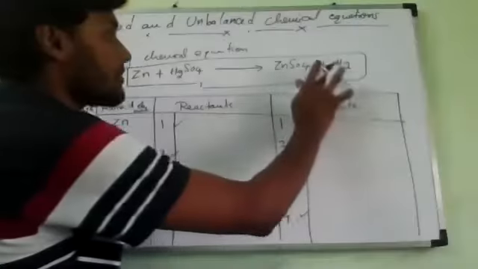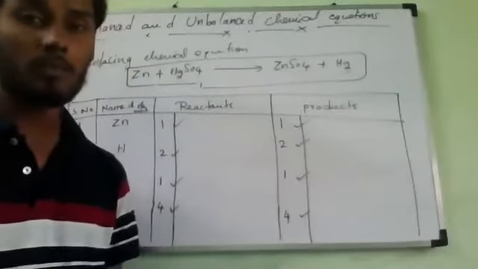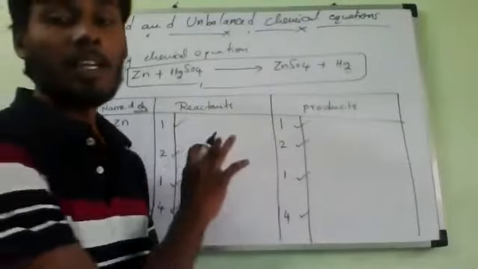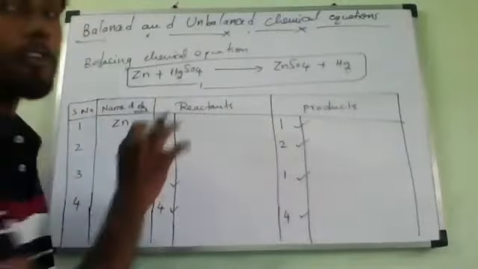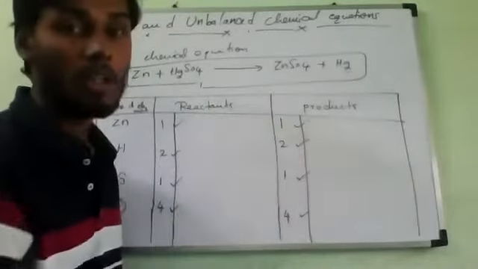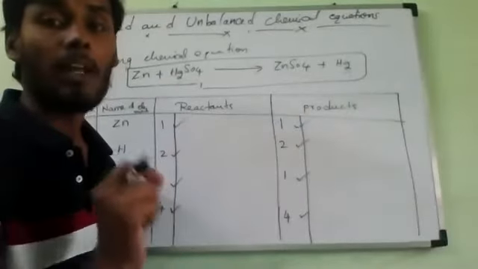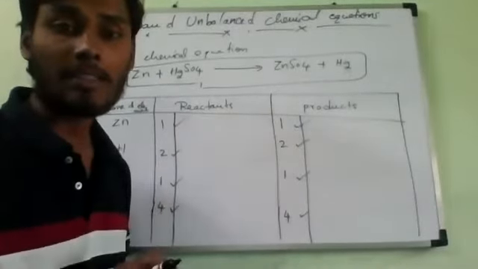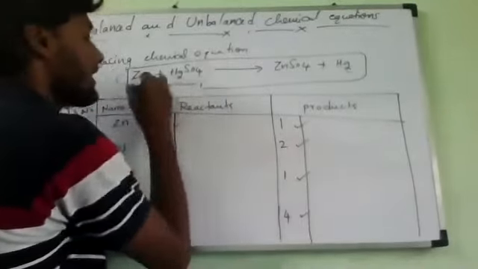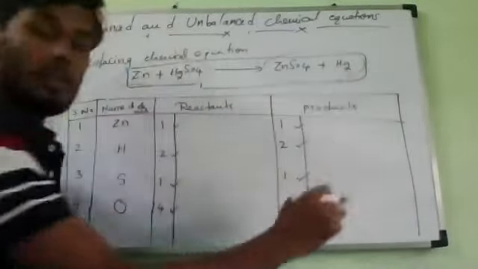Is the mass equal or not? Whatever atoms are present on this side, the same atoms are present on this side. Yes, sir, equal. So that is the thing you have to remember. Since the number of atoms of various elements in reactants and products are equal, we can say that a balanced chemical equation has equal mass of various elements in reactant side as well as in product side.